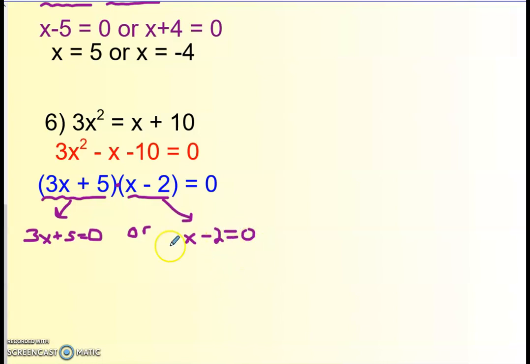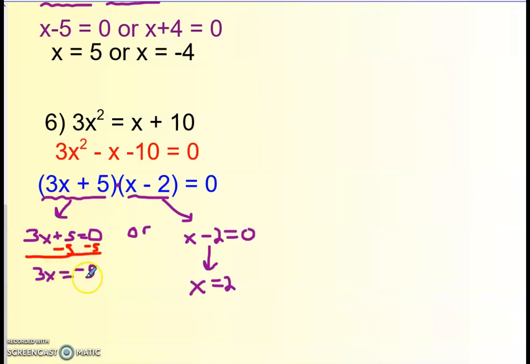So now I just have two separate equations I have to solve. This one on the right, that's pretty easy. I think everybody sees that x has to equal 2. This one on the left, though, oh, geez, I've got some work. I mean, it looks like I have to subtract 5 from both sides. And I get 3x equals negative 5.